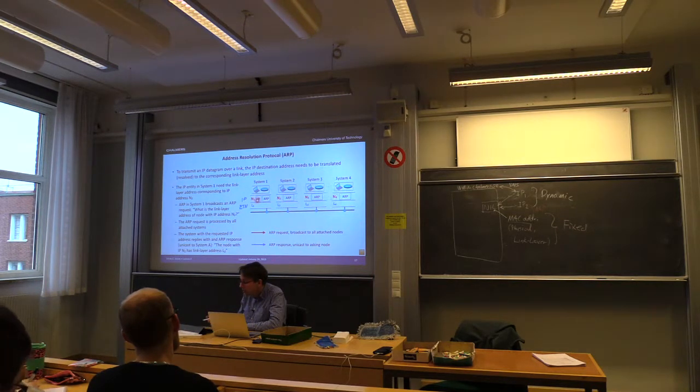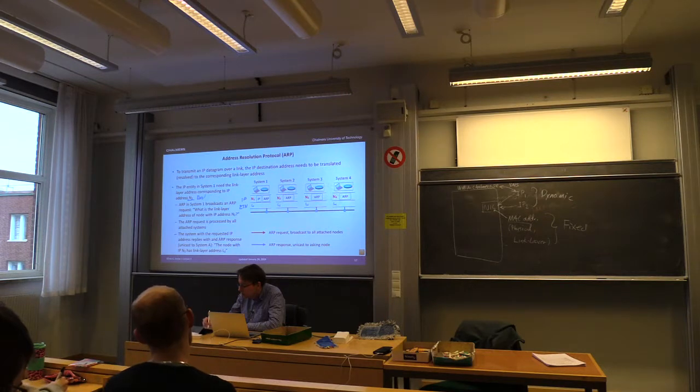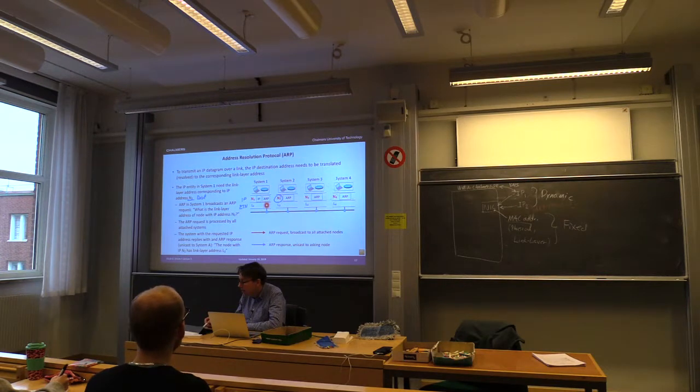Okay, so if the destination is N2, so this is the destination, we know that N2 is where it's supposed to go to, but IP here needs to tell its link layer where to send the packet, and it should send it to a host which has link layer address L2.